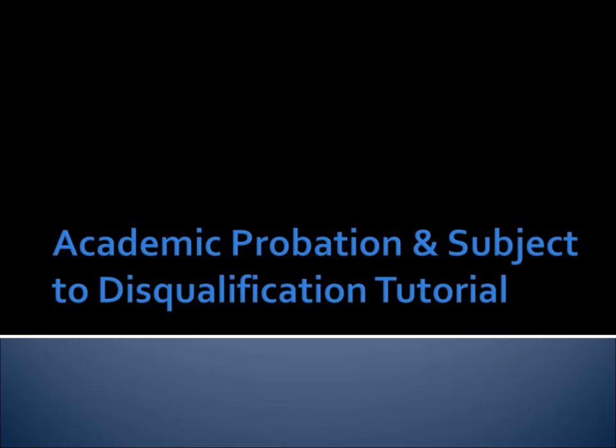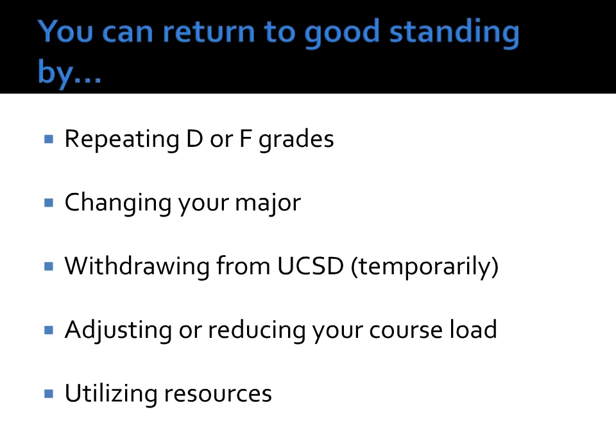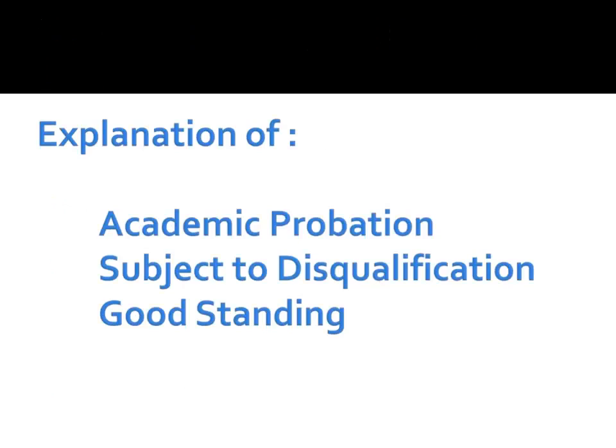Our goal for this tutorial is to provide you with the information and resources to help you return to good standing. We encourage you to carefully read your academic notice. It provides you with the criteria and resources to return to good academic standing. While your situation is very serious, you can return to good academic standing by making smart choices, which include repeating D or F grades, considering a change of major, adjusting or reducing your course load.